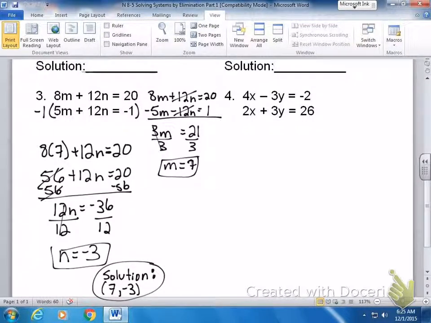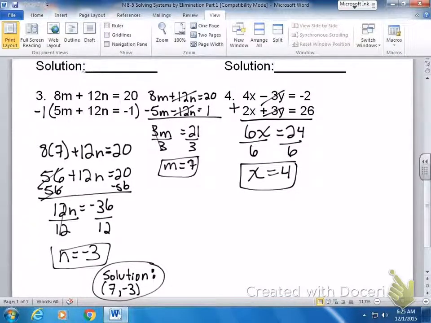Okay, let's go ahead and look at number 4 real quick, the last one. Let's see if we got it set up. We do have two 3y's, one's positive, one negative, so we do not have to worry about multiplying anything through. We can just go ahead and add them together. 4x plus 2x is 6x. Negative 3y plus 3y is 0. Negative 2 plus 26 is 24. I divide both sides by 6, and I get x equals 4.